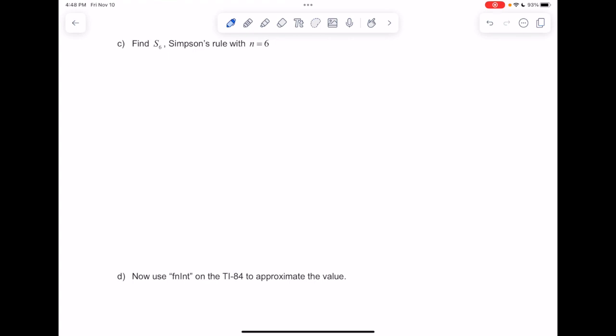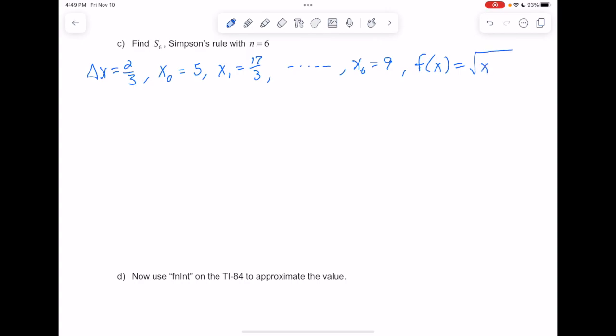There's a lot of overlap between Simpson's rule and the trapezoid rule. So the delta x will be the same. So the delta x will still be 2/3. All your endpoints will still be the same. So we'll have our 15/3 or 5 on the left, and then we're going to go through the 17/3, 19/3, and so on until we eventually get to our last one, which would be x6, which is 9. And then our f of x is still the same. It's the inside piece. So just a reminder, the inside function was the square root of x squared plus 4. So that's what we're going to be using on this.